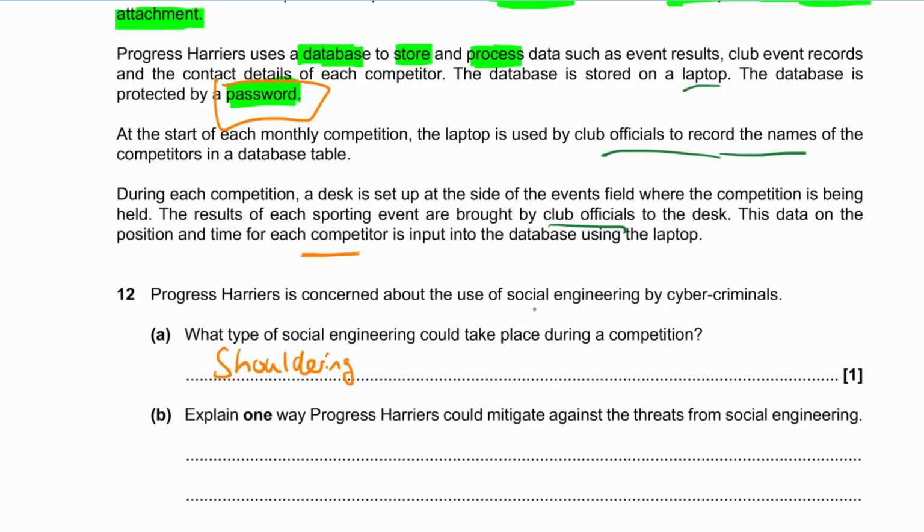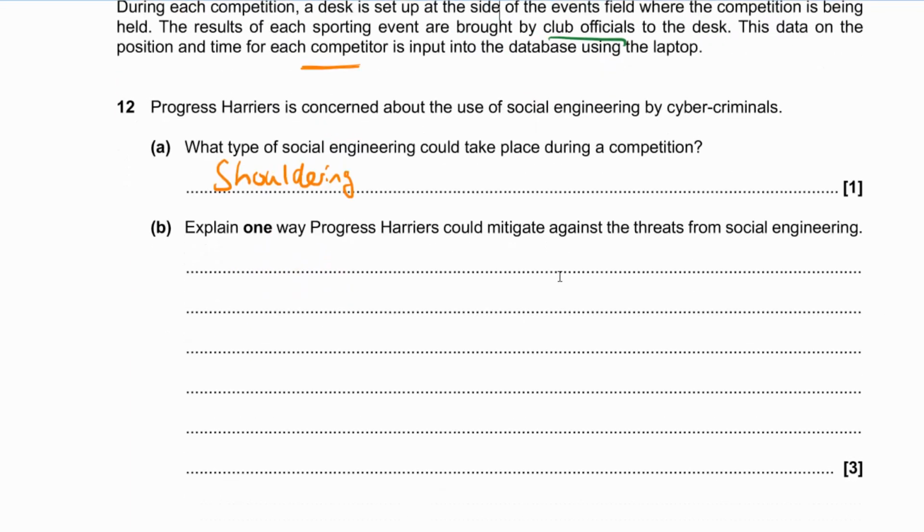I think baiting could be one. You could leave a dummy laptop or leave a USB stick lying around and it might have malware on, that sort of thing. But I think shouldering is probably our safest option. But it's a 1 mark question. The examiner's not going to be too harsh here.